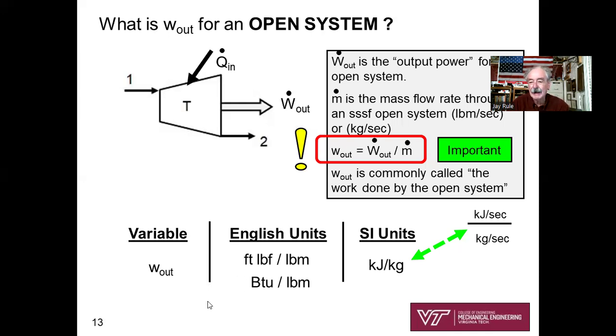For English units, you can derive the same idea and recognize the English units for little w out: foot-pounds force per pound mass, and BTUs per pound mass. See how the time units cancel in the numerator and denominator of the definition expression. So that's kind of an important thing. If you don't get anything but one thing out of this video, this part's really important.